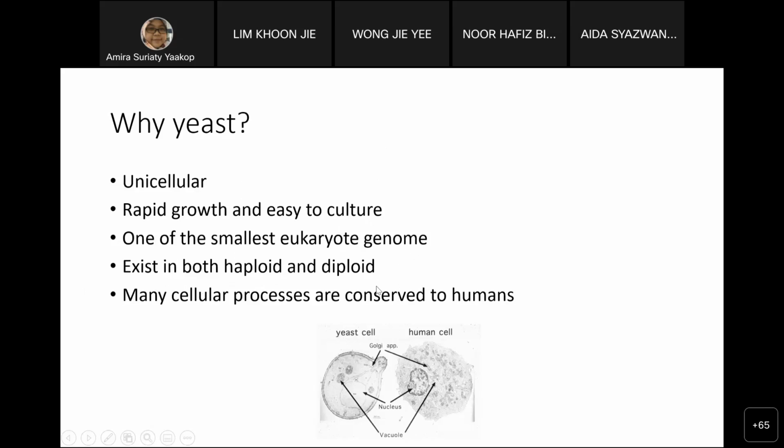It exists in both haploid and diploid forms, so this is one of the special characteristics of yeast. And many cellular processes are conserved to humans, meaning the cellular processes are more or less like human cellular processes. Alright, so the carbohydrate metabolism is almost similar, so you can see the changes that almost happen in humans as well. That's why they use yeast.